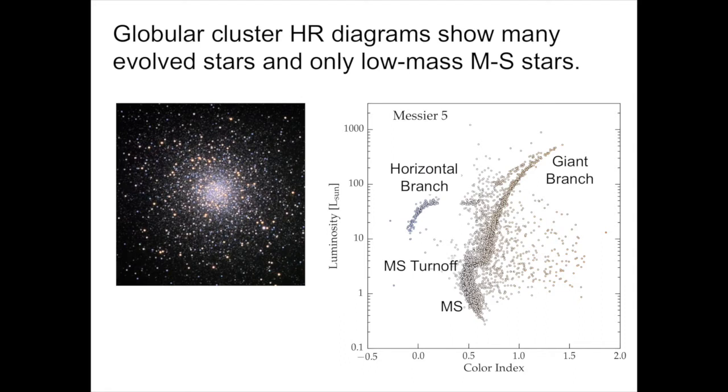Globular clusters, by comparison, are very, very evolved. The Hertzsprung-Russell diagrams of globular clusters show an enormous number of evolved stars and only low-mass main sequence stars.